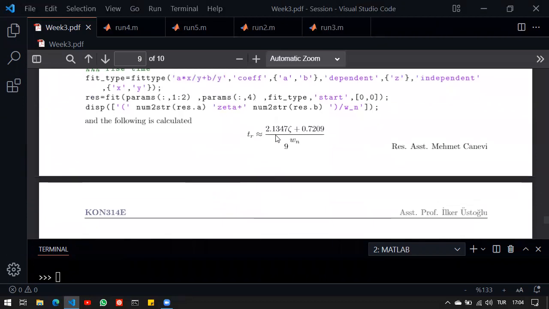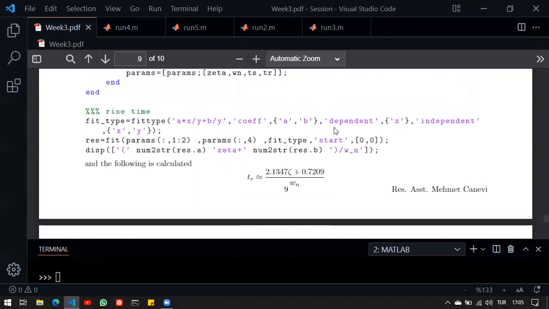Then what we can do is use zeta divided by omega n as a variable and also 1 divided by omega n as another variable. In that case, if you substitute these expressions into new variables, then you have a linear fitting problem. That's the reason why I have defined a times x divided by y plus b divided by y. If you want to do this manually, you can define zeta divided by omega n as x1 and x2 as 1 divided by omega n.